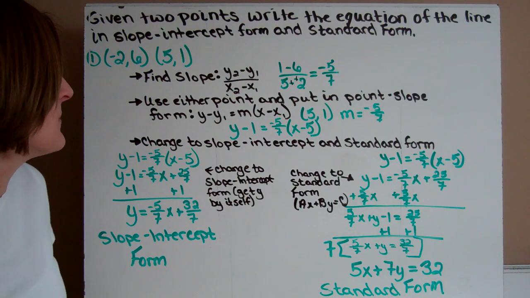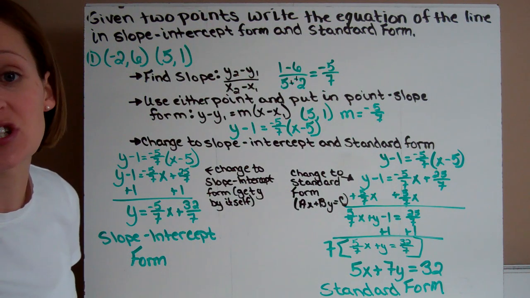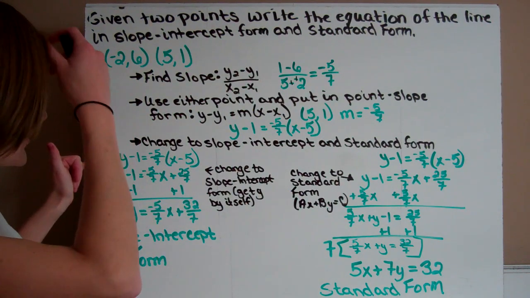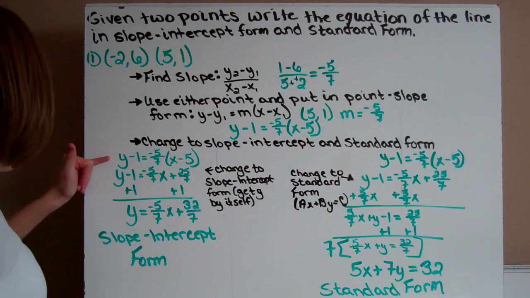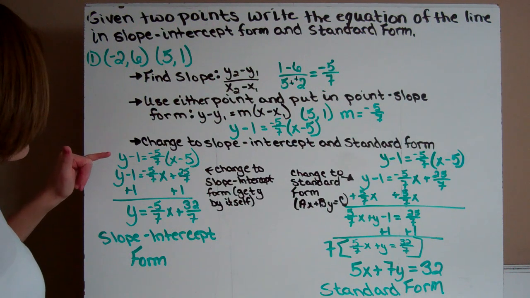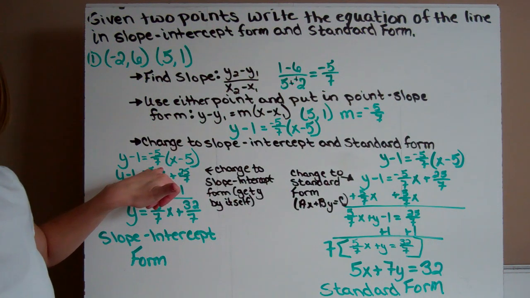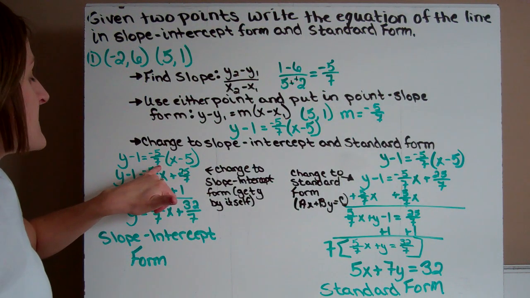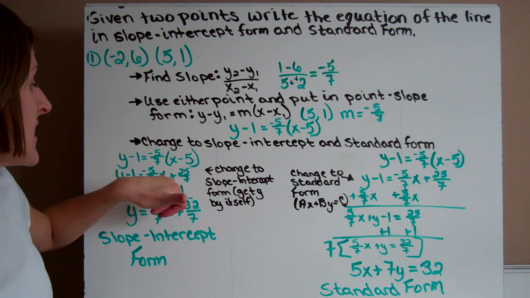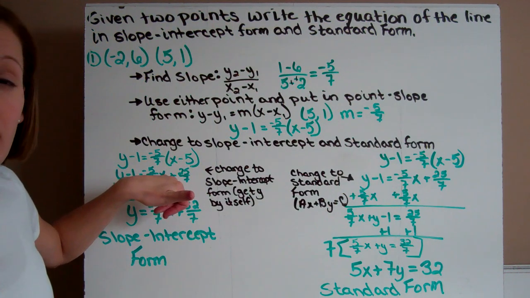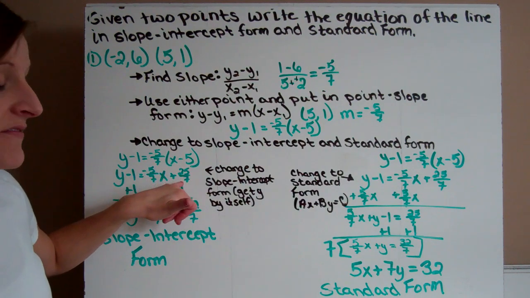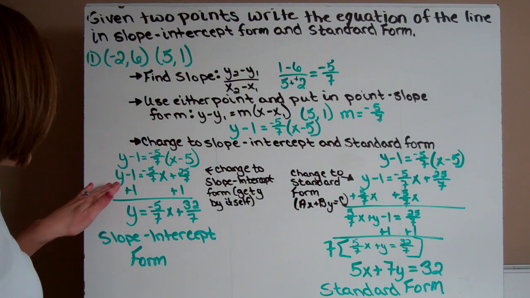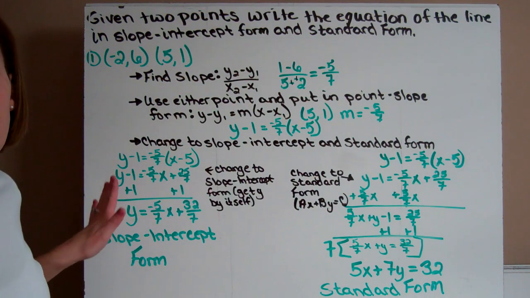Alright, now that I'm in point slope form, I can change it to standard form and change it to slope intercept form. So the first thing I'm going to do is change it to slope intercept form. Start off with my point slope form. I'm going to distribute the negative 5/7. So negative 5/7 times x is negative 5/7 x. Negative 5/7 times a negative 5 is a positive, and I'm going to leave it in a fraction, 25/7. If you leave it in a fraction, a lot of times it becomes a little easier. Okay? And I still have y minus 1 on my left-hand side.